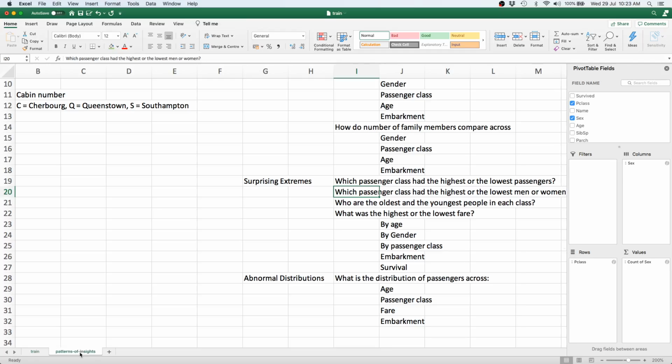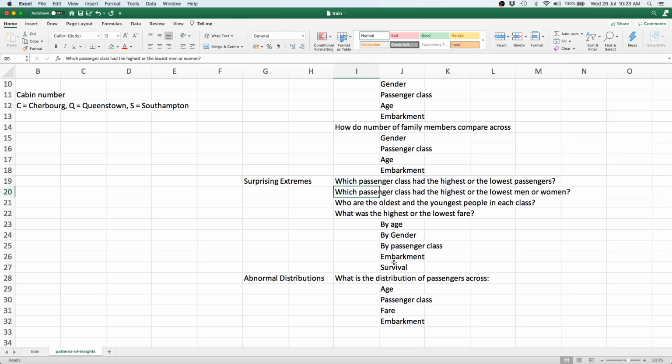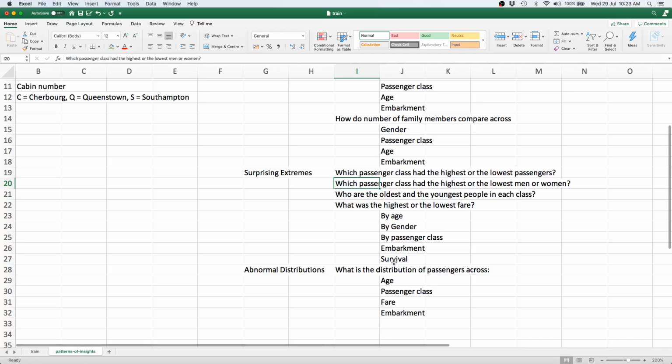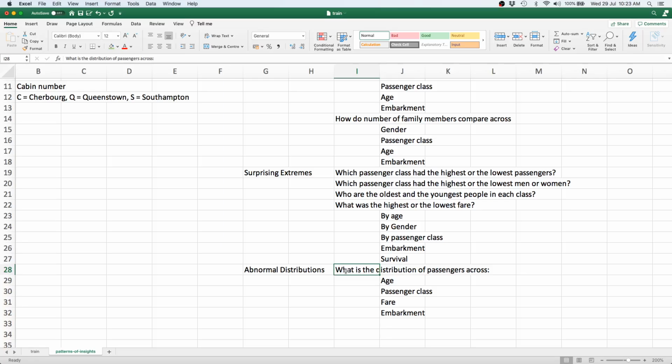Now you see that many of the following questions can also be solved again just by extending the same sort of pivot table and cross tabulation that we have been doing so far. So let's jump directly to the next section of insights, which is abnormal distributions. Let's take a look at the distribution of passengers across age.